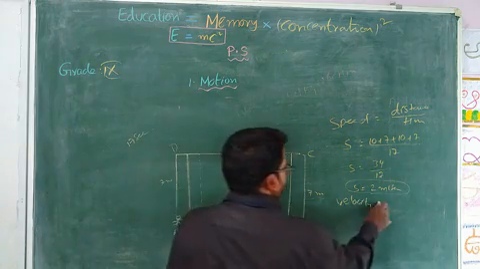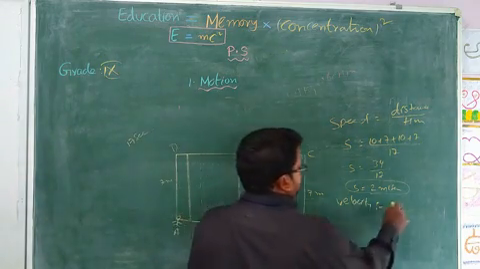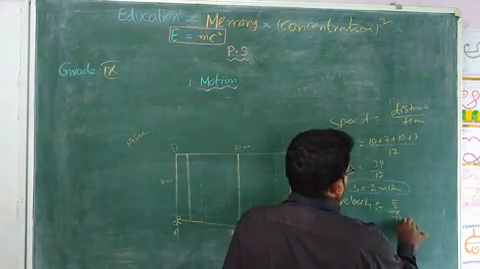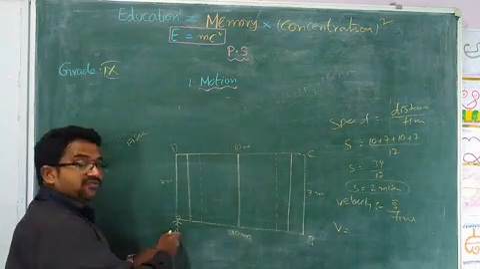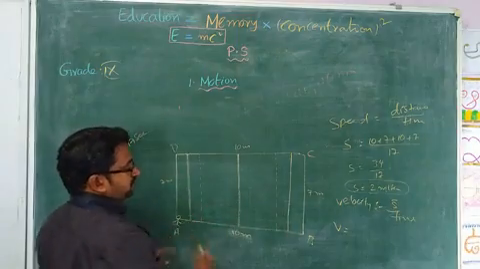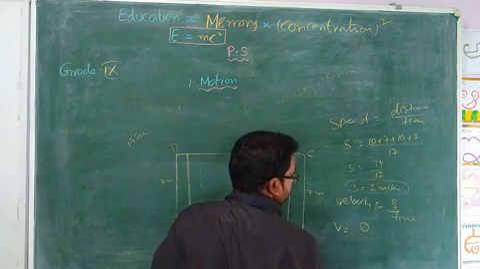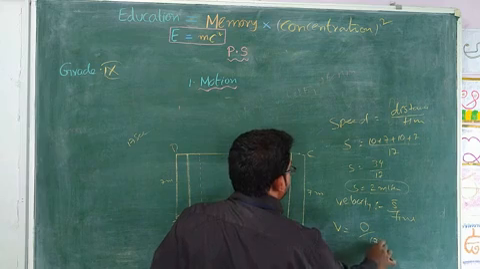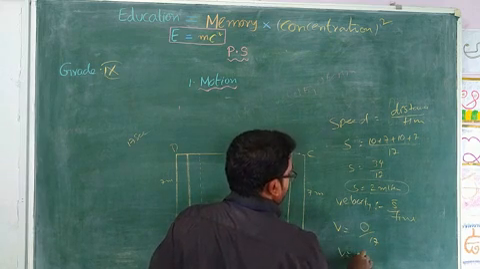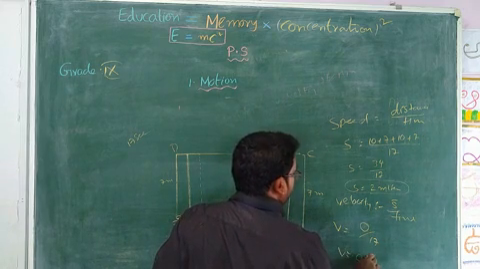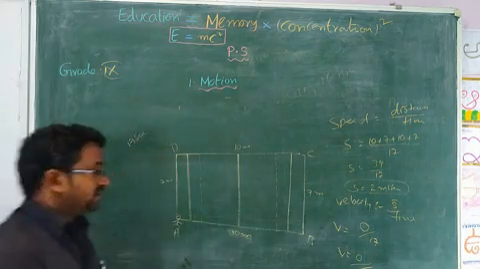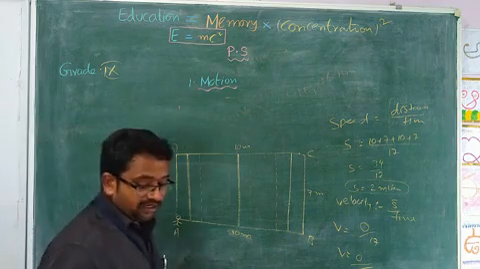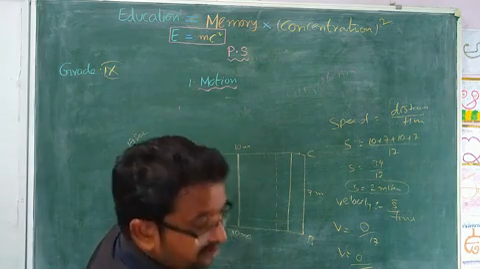Now tell me, what is the velocity? Velocity is displacement by time. It starts from A and again reaches A. So displacement is 0, divided by 17 seconds. Anything divided by 0? 0. So there is no velocity. Velocity becomes 0 because there is no change in displacement. I think you may have understood.